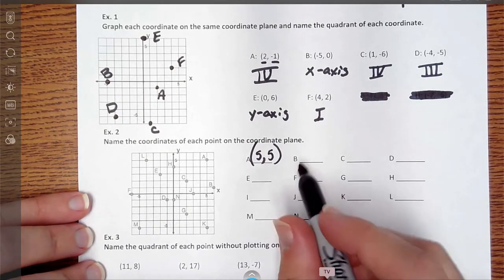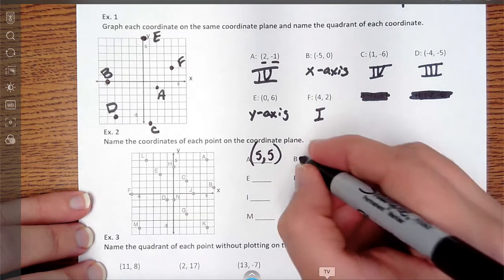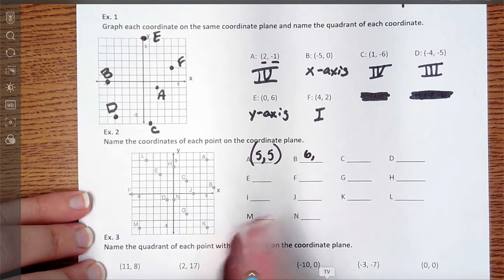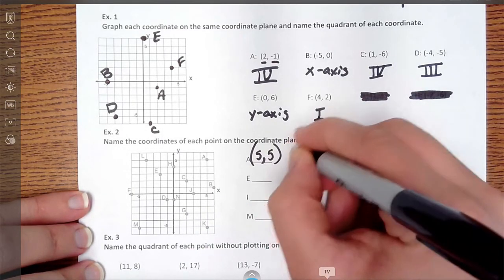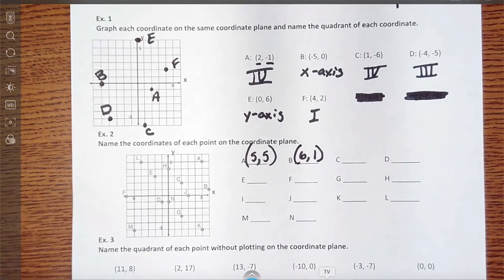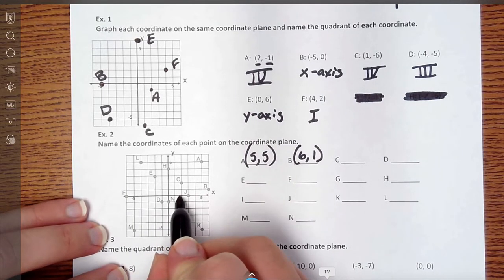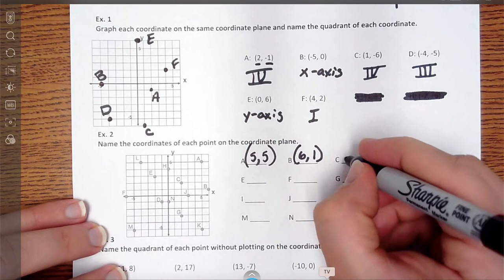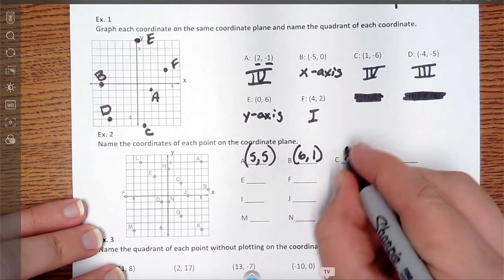Okay, let's look at B now. B, start at the origin, I have to go right. I go right 6, so +6. And then I go up 1, so +1. Coordinates always have commas and parentheses, so we need to make sure we include those. C, start at the origin, I go to the right 2, so +2. And then I go up 2, so also +2.